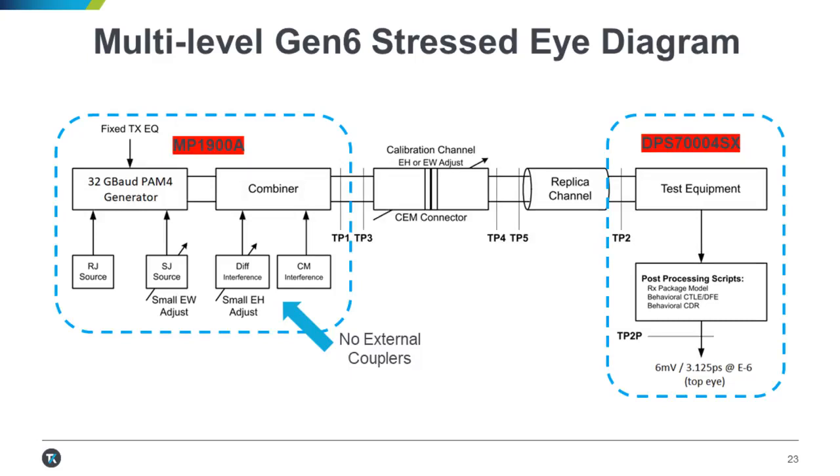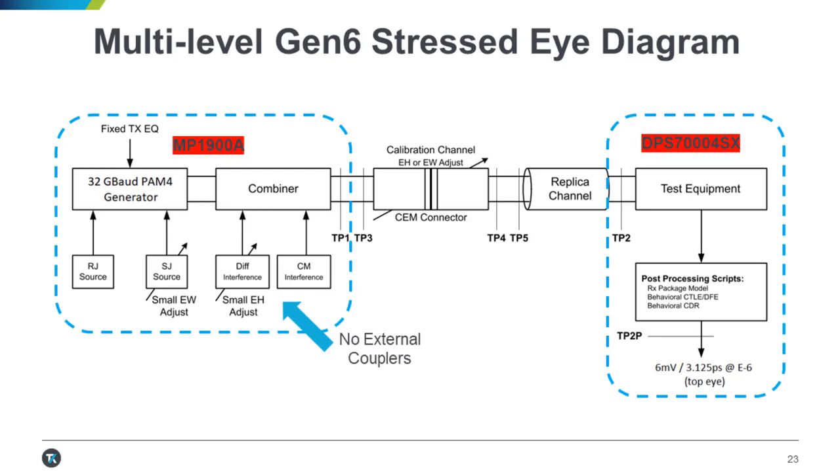So in terms of the stressed eye diagram, this looks very similar to what we've had for Gen 4, Gen 5. Now we've gone up to Gen 6. Everything to the left in that blue rectangle is typically part of the bit error rate tester, and more specifically the PPG on that bit error rate tester. So we've got a 32 gigabaud PAM4 generator. We've got an ability to add TX equalization, an RJ source, SJ source, and the ability to couple in noise, both differential and common mode noise.